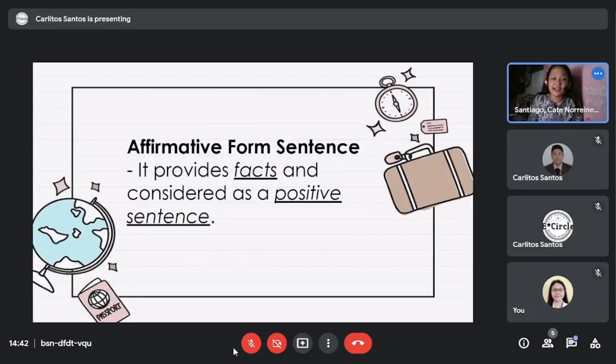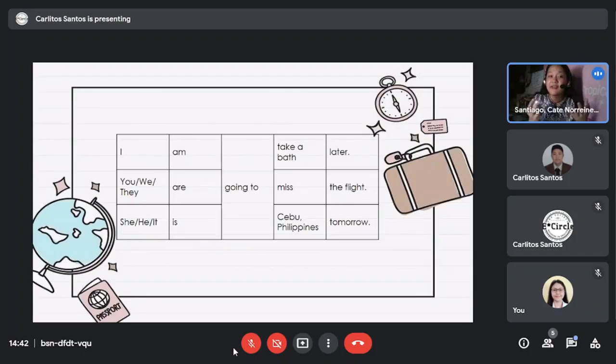Let's have here a table that shows this form of sentence. We have here, "I am going to take a bath." Carlitos, may you please turn on your microphone and read the second form of sentence. Yes, ma'am. The second sentence can be composed of "You, we, they are going to miss the flight." Thank you. And lastly, "to Cebu, Philippines tomorrow."